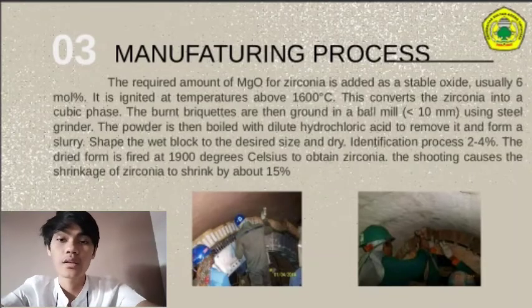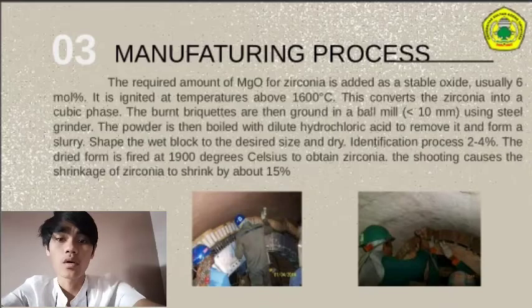The next discussion is the manufacturing process of zirconia bricks. The required amount of MgO for zirconia is added as a stabilizing oxide, usually 6 mol%. It is fired at temperatures above 1600 degrees Celsius. This converts the zirconia into a cubic phase. The burned briquettes are then ground in a ball mill under 10 mm using a steel grinder. The powder is then boiled with dilute hydrochloric acid to remove impurities and form a slurry.